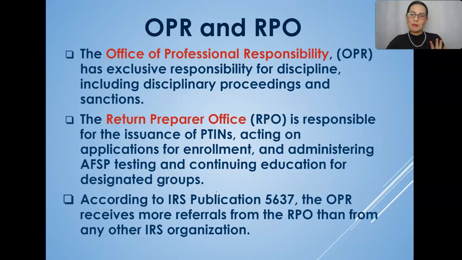Sometimes newer preparers will tend to get these two offices confused, but they are separate from one another within the IRS. The Office of Professional Responsibility, or OPR, has exclusive responsibility for discipline, including disciplinary proceedings and sanctions. The Return Preparer Office, or RPO, is responsible for the issuance of PTINs, acting on applications for enrollment, and administering AFSP testing and continuing education for designated groups.